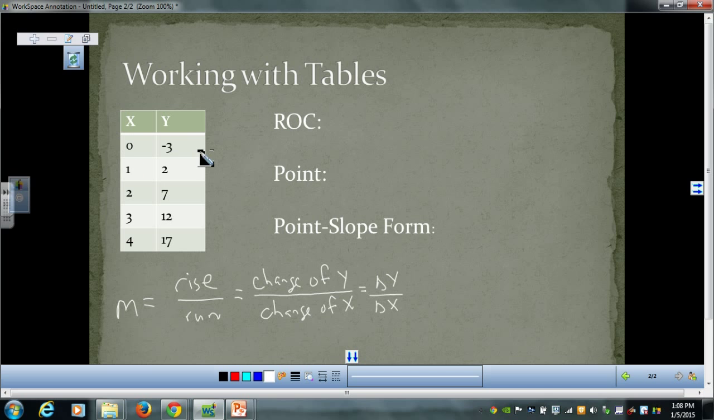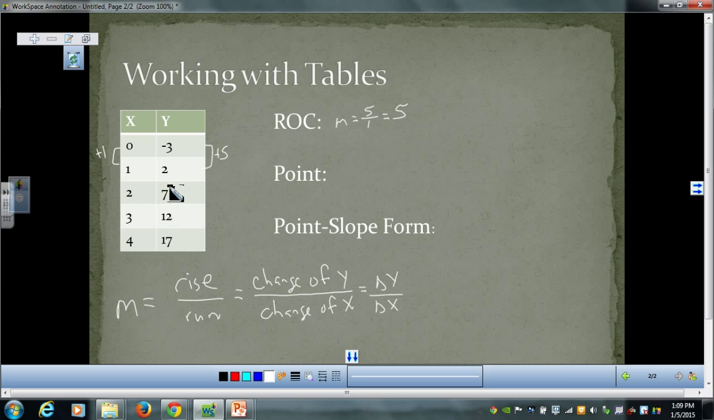So if I look here from our first point to our second point, I go from -3 to 2, so our y increased by 5. From 0 to 1, our x increased by 1. So it appears that our slope would be 5 over 1, or 5.